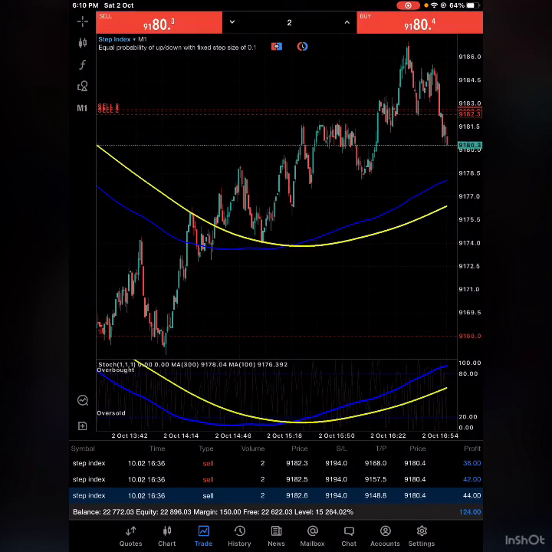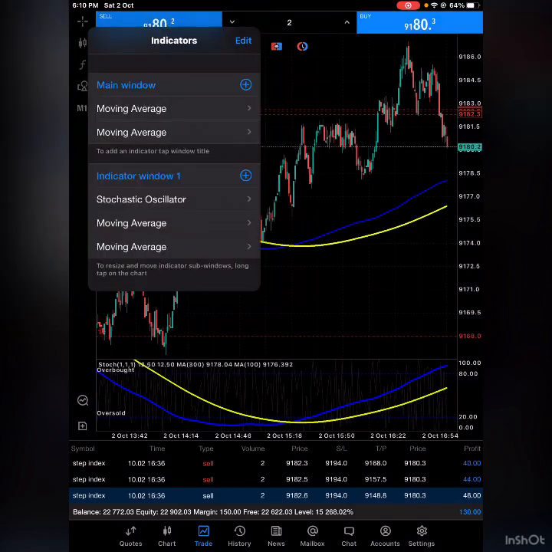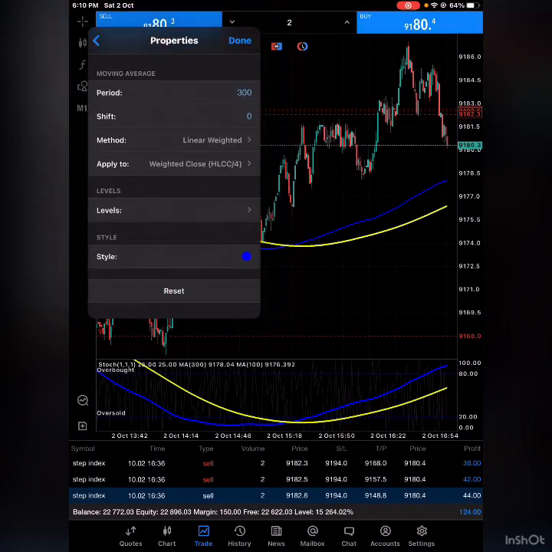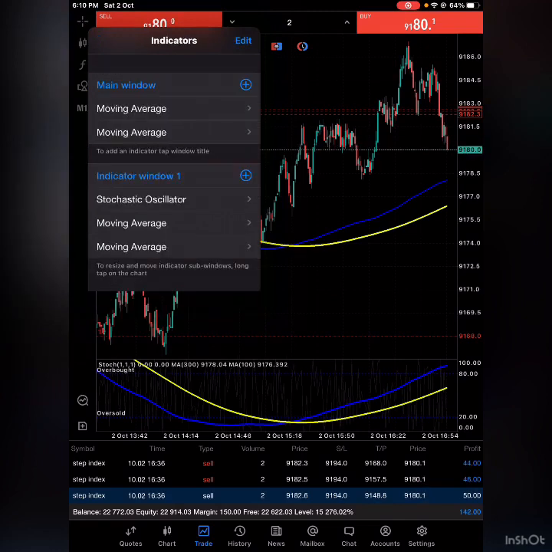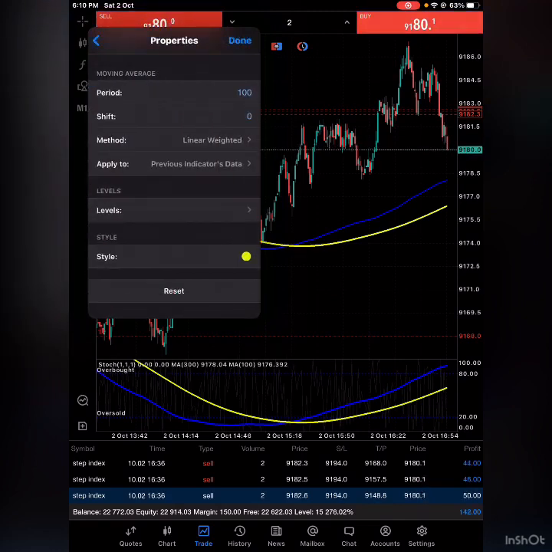Then you repeat the same thing for the moving average on the indicator window 1. You add moving average to it. Then 300, like I said, linear weighted and weighted close. Then the second one, 100 also, linear weighted and previous indicator data. Once you are done with that, you are through with that aspect. You are not going any further again.